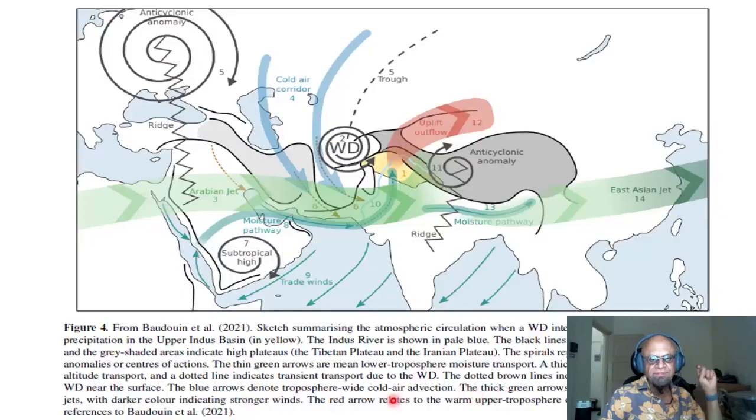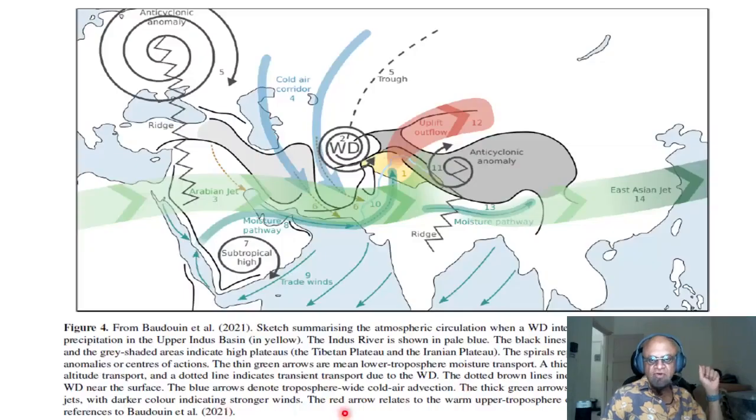Okay, just sit and stare at it, stop the podcast and watch carefully as I'm saying these things. The blue arrows denote troposphere-wide cold air advection. So here is cold air corridor. The thick green arrows represent the upper troposphere WD near the surface.